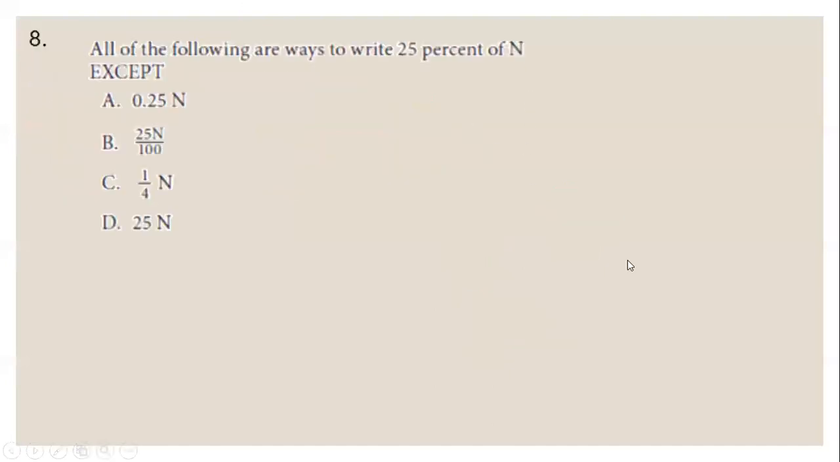All right, our last one. We're at the end, guys. Here we go. It says all the following are ways to write 25% of n except, okay?